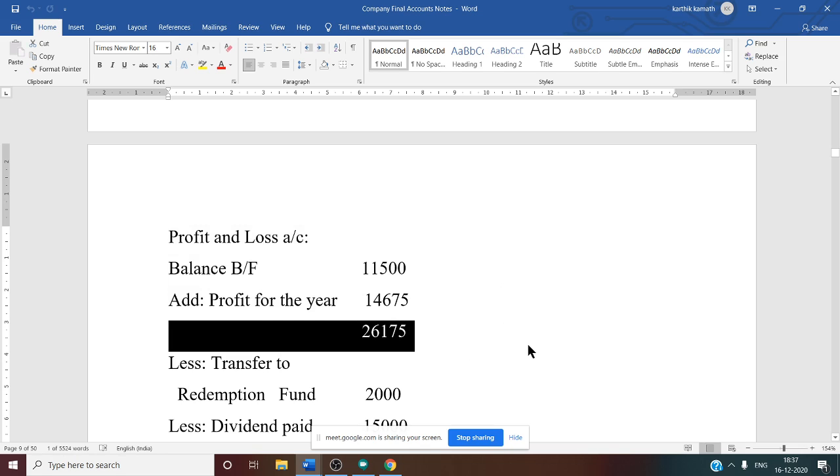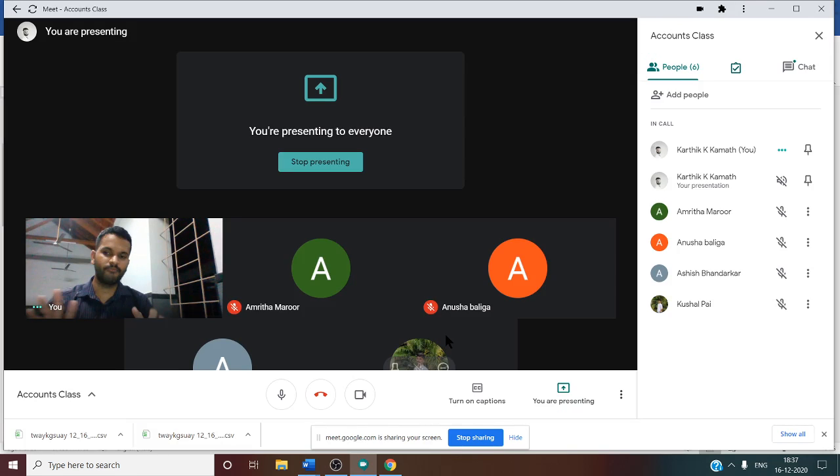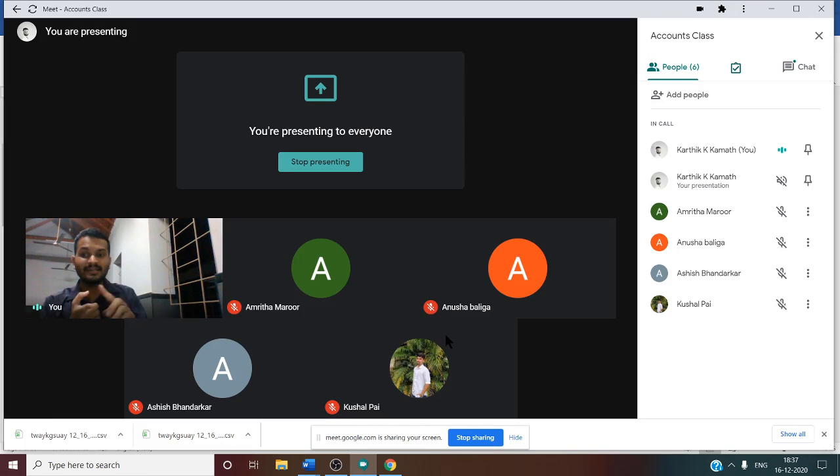From this there are certain deductions we have to make. What do we mean by deduction? Certain things are paid from the profit. What all is paid? Certain transfers are made to the reserve fund from the profit, and certain dividends are paid from the profit.